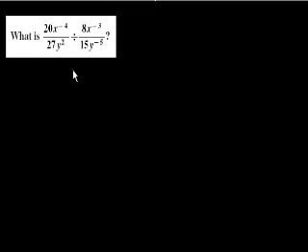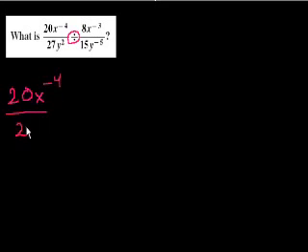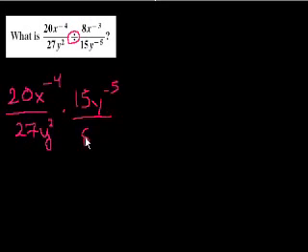So first of all, when you divide by a fraction, that's the same thing as multiplying by the inverse, right? So let's do that. I want to get rid of this pesky looking division sign. So let's rewrite this as 20x to the minus 4th over 27y squared times, instead of dividing by this, let's multiply by the inverse. So what's the inverse? 15y to the minus 5 over 8x to the minus 3. I just flipped it. All right. So let's see what we can do here.